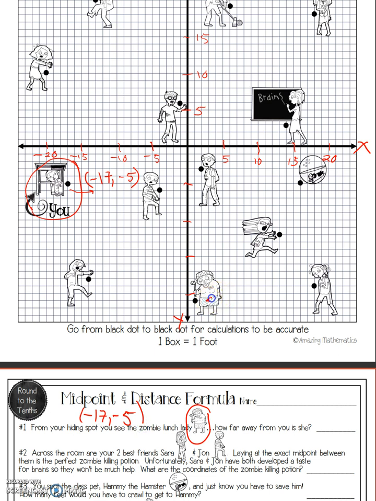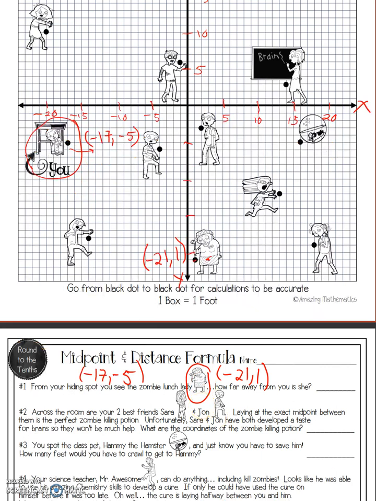The zombie lunch lady is this lady right here, and we look at the dot. It's not the lunch lady herself, but that little dot right next to her. That's going to be our coordinate. That looks like -5, 10, 15, 20, -21, comma 1. So you're going to use the distance formula to find the distance between these 2 points, -17, -5, and -21, comma 1. I'm not going to do that part for you. I think you can do that. But that's how you're going to solve it. You've got 2 points. You're going to label them x1, y1, x2, y2, and plug them into the distance formula. Let's look at the next problem.